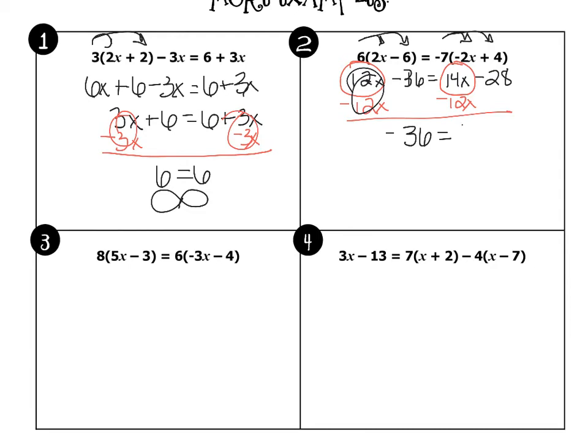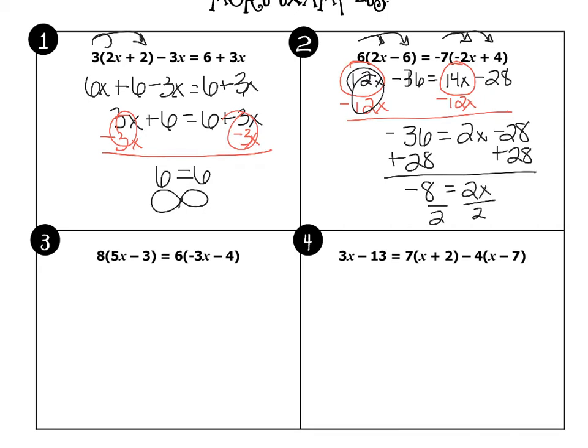14x minus 12x is 2x minus 28. I want my constants on one side, so I'm going to add 28 to both sides. That means different signs subtract. Keep the sign of the higher number. Negative 8 equals 2x. Divide by 2, divide by 2. So I have negative 4 equals x.